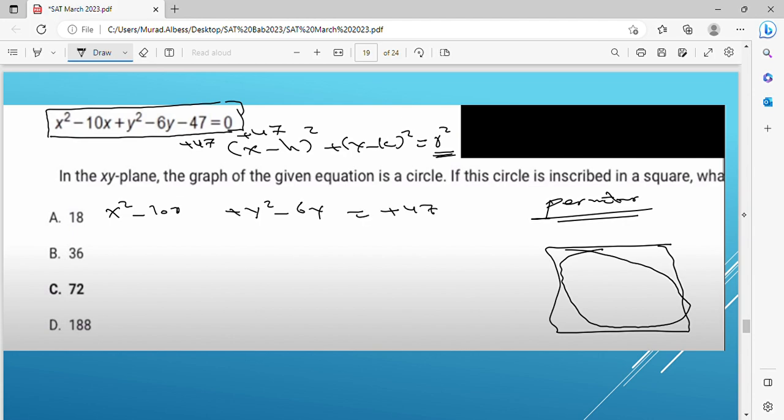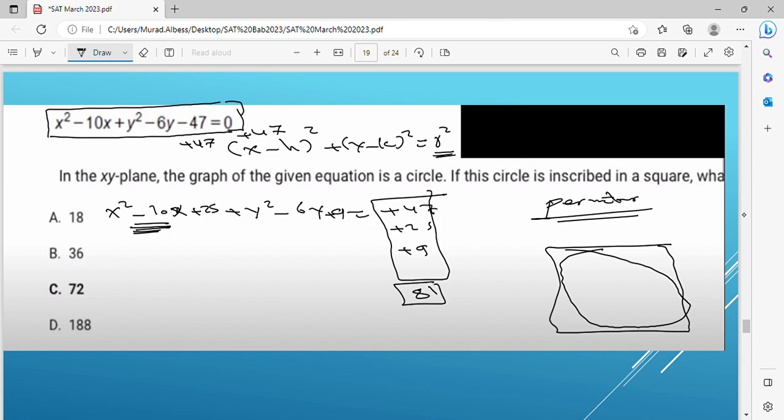Now I will divide this by 2, then I will square it. So negative 10 by 2 is negative 5, and I square it, which is 25. And I also add 25 here. Negative 6 divided by 2 is negative 3, squared is 9. I care about this side. The total of this is 21.